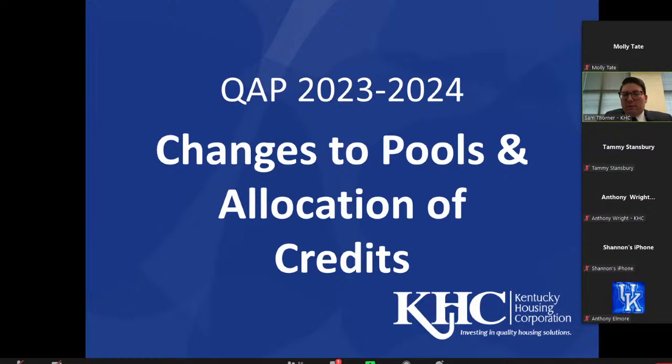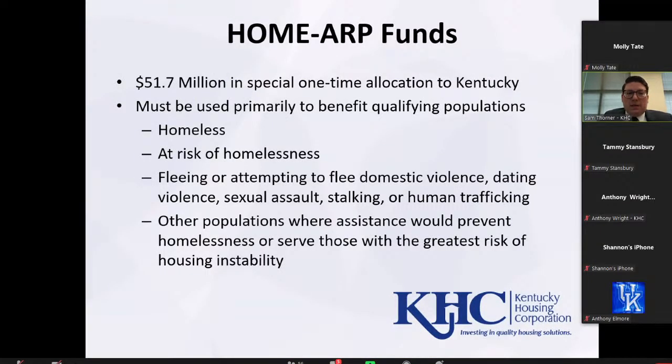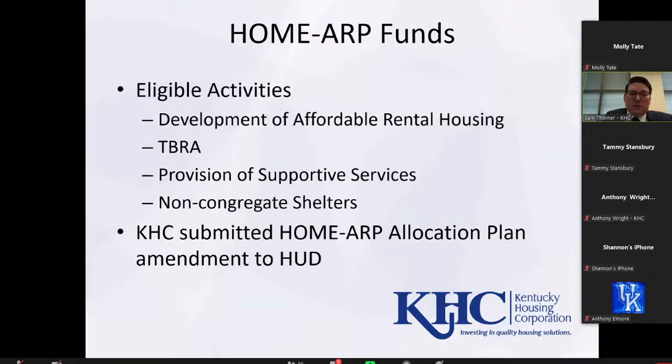So one significant change that we are going to institute relates to the recent allocation of HOME-ARP funds designed to assist persons who are homeless or at risk of homelessness under the American Rescue Plan. We talked about this a little bit at the last forum. It is a special one-time allocation for particular qualifying populations, as those terms are defined in the regulation. Persons who are homeless, at risk of homelessness, fleeing or attempting to flee domestic violence, dating violence, sexual assault, stalking, or human trafficking, and other populations where assistance would prevent homelessness or serve those at greater risk of housing instability. These funds and eligible activities include the development of affordable rental housing and provision of supportive services.